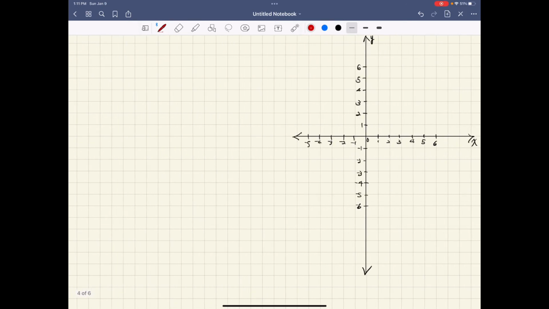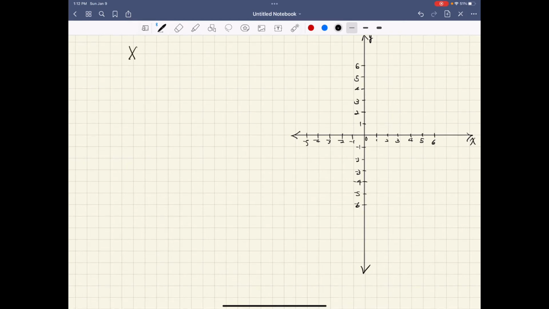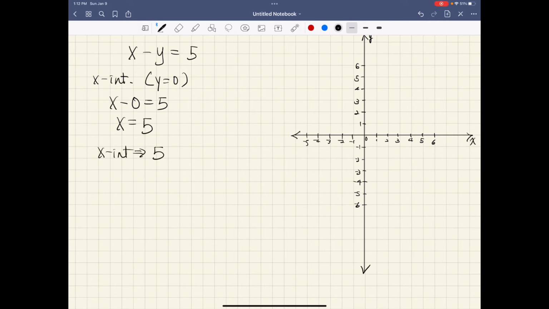Why don't we try some more questions? If the question says, find the x-intercept and y-intercept of each line, use the intercepts to graph the equation. If you have x minus y is equal to 5, find x-intercept means y is equal to 0. So x minus 0 is equal to 5, x is equal to 5. So your x-intercept is 5, or as a point, (5, 0).